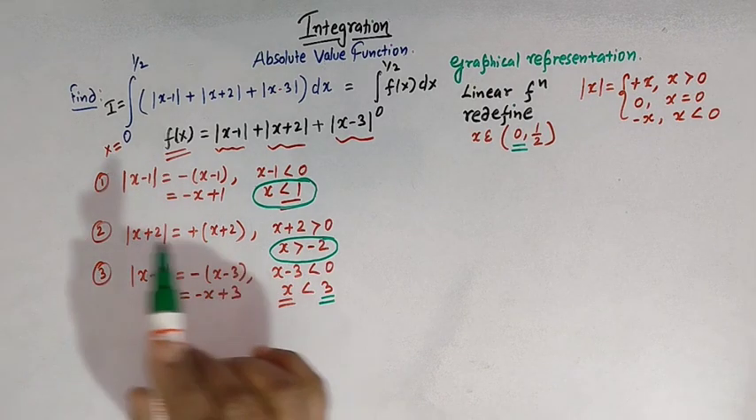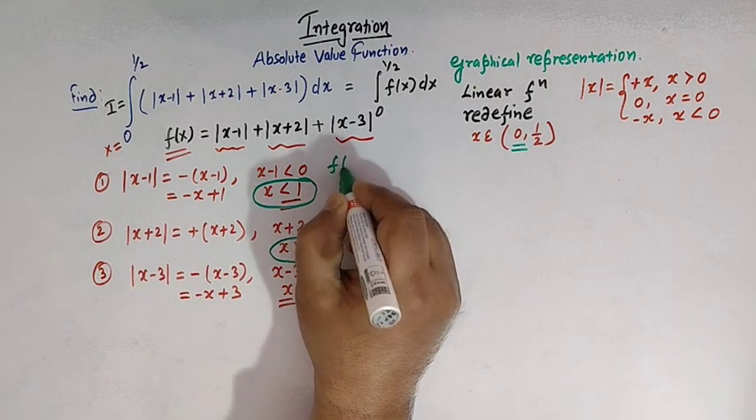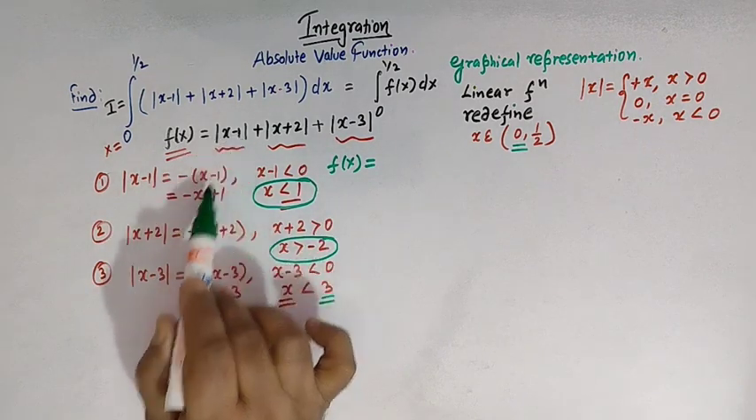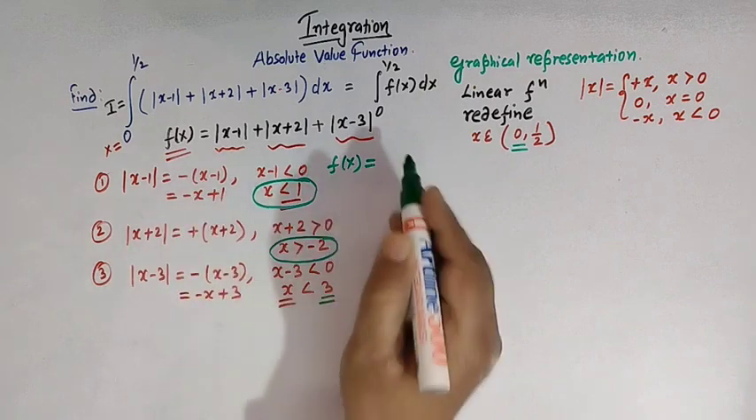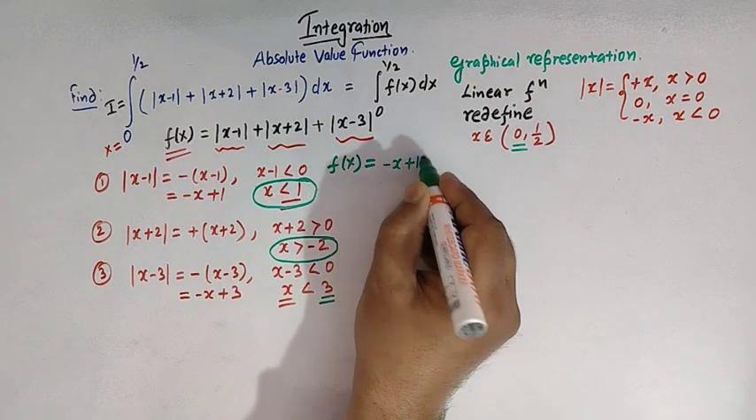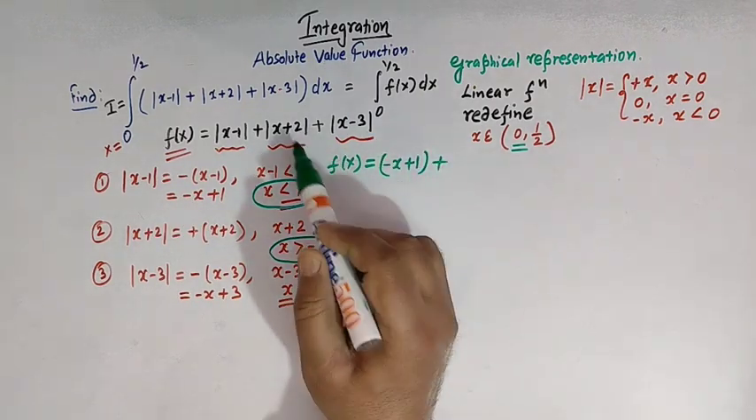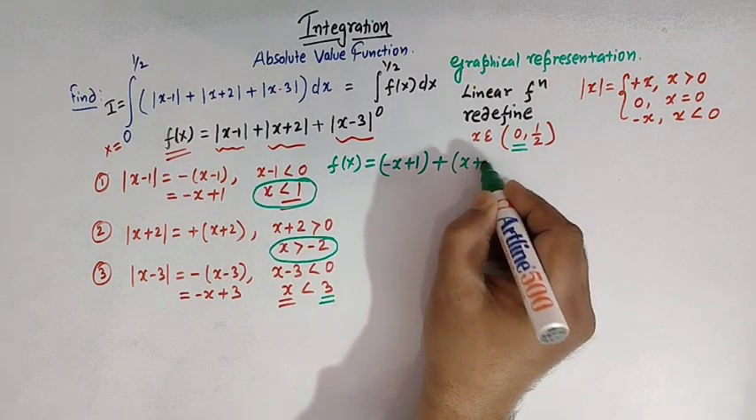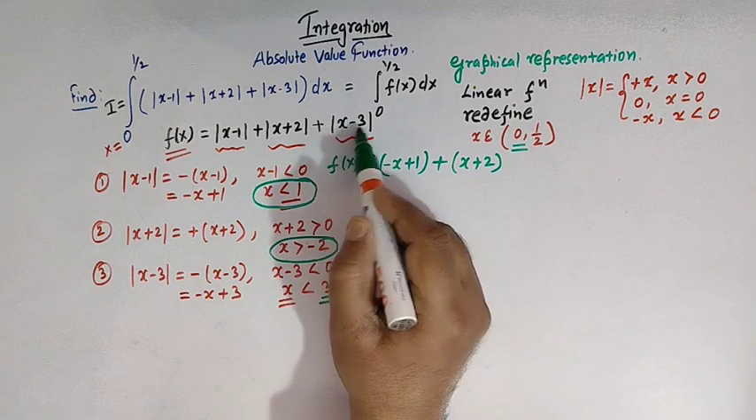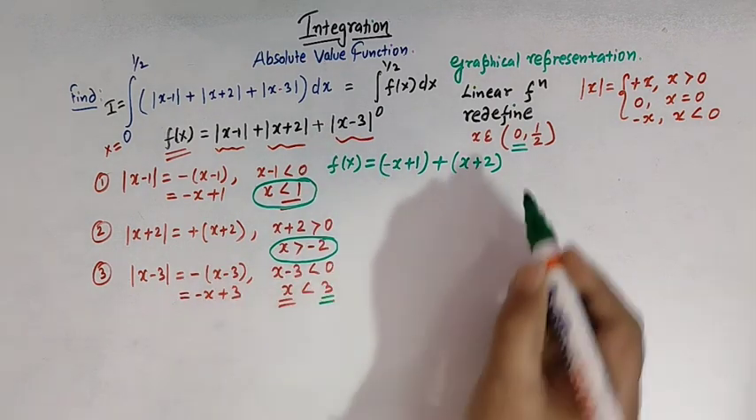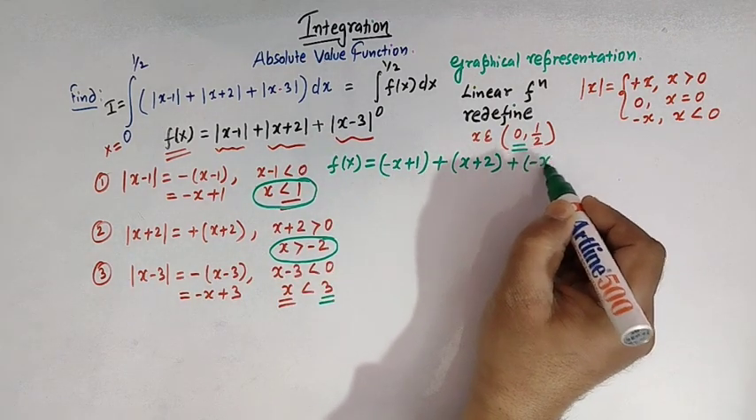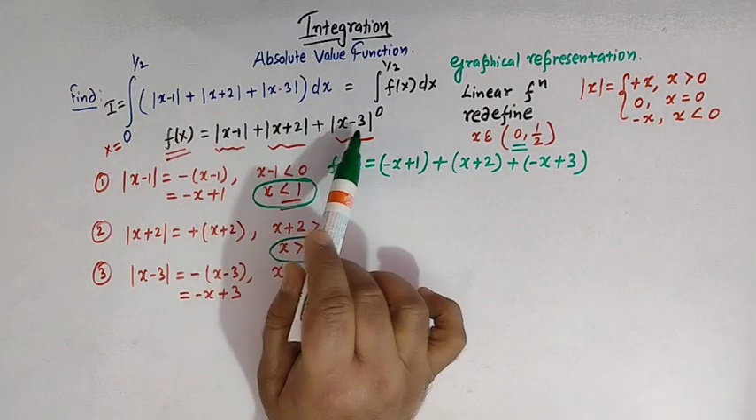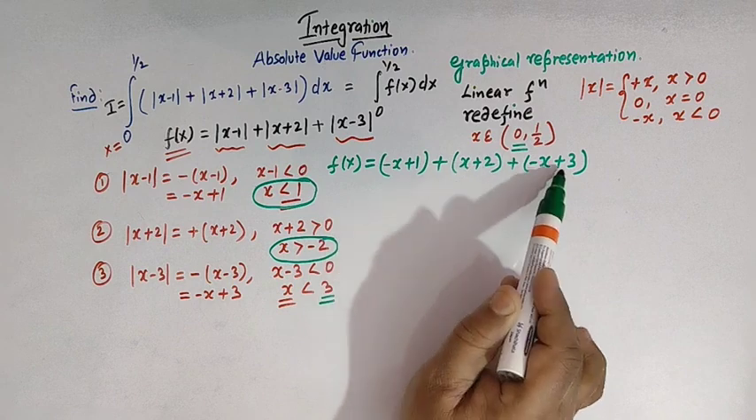So now what we will do, we'll write f of x is equal to, see, mod of x minus 1 is equal to negative of x plus 1, right? And mod of x plus 2 remains the same, so here we have x plus 2, and here mod of x minus 3 is equal to a negative of x plus 3, right? So now these terms have reduced to these terms, right?